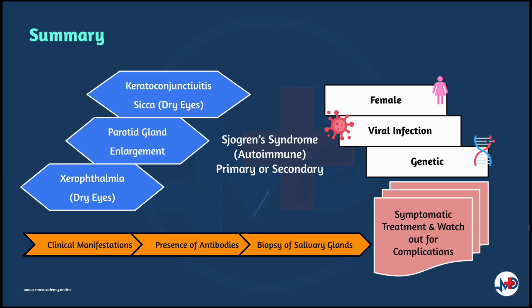causes. There's evidence of xerophthalmia, parotid gland enlargement, and keratoconjunctivitis sicca, and these are hallmark features of Sjogren syndrome, commonly affecting the female gender, associated with viral infections and genetic alteration factors as well. To confirm, you would require clinical manifestation or findings with the presence of relevant antibodies and sometimes a biopsy of the salivary glands. Treatment is targeted at symptomatic management as well as looking out for complications and managing them.